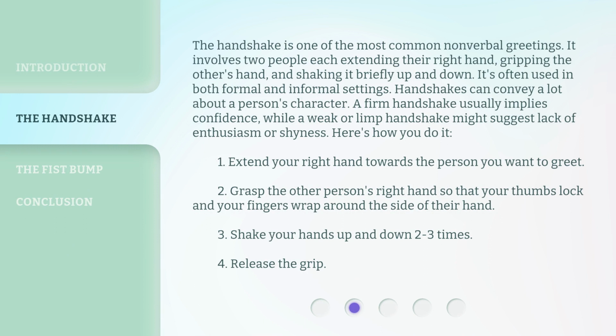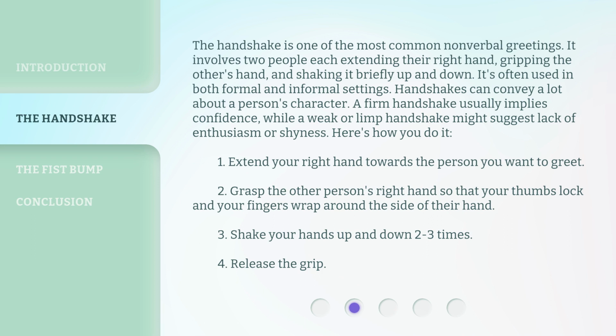The handshake is one of the most common nonverbal greetings. It involves two people each extending their right hand, gripping the other's hand, and shaking it briefly up and down. It's often used in both formal and informal settings. Handshakes can convey a lot about a person's character. A firm handshake usually implies confidence, while a weak or limp handshake might suggest lack of enthusiasm or shyness.